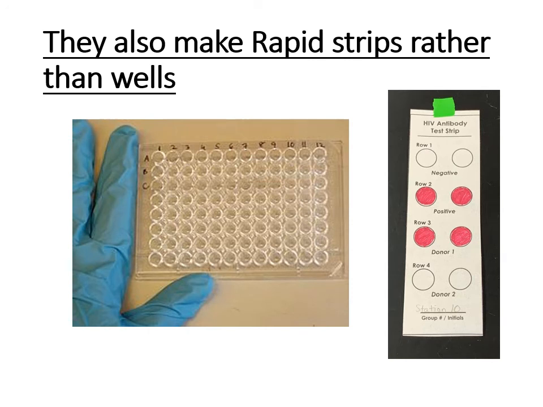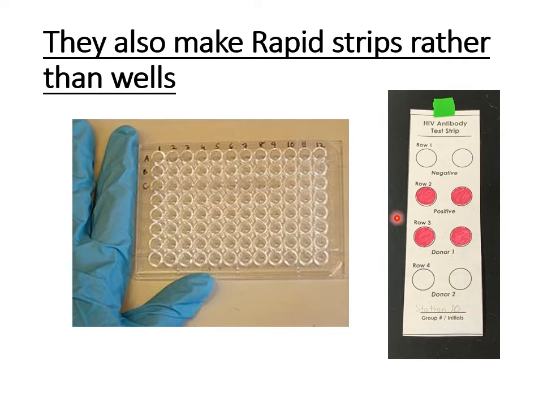This is just to show you what we mean by the wells. So all of these little circles are individual wells that you would be pipetting into. I also want to note that nowadays they actually make what are called rapid strips. So basically they look like pieces of filter paper or even just regular old paper. You pipette into the circles and you will still see a color change for anything that is positive.